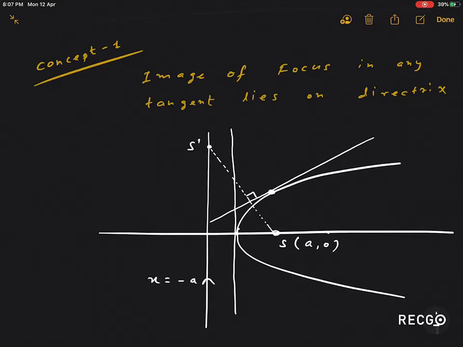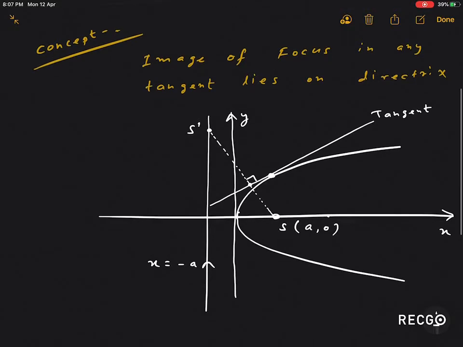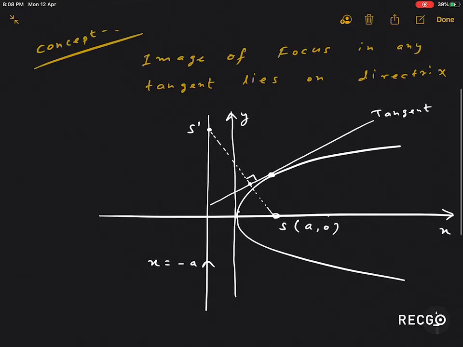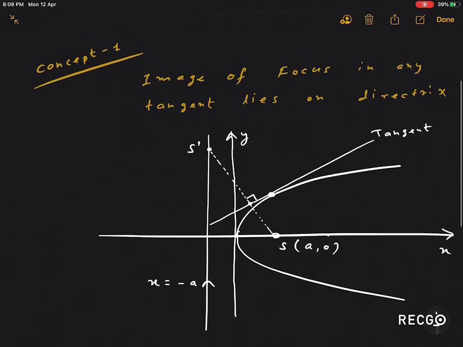That image lies on the directrix x equal to minus a. I think this is very clear to each one of you, that the image of the focus S (a, 0) with respect to any random tangent lies on the directrix, that is x equal to minus a, if the parabola is y square equal to 4ax.